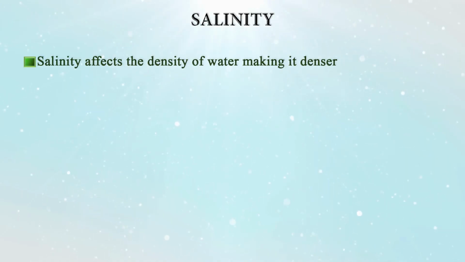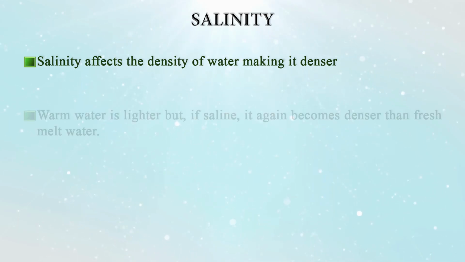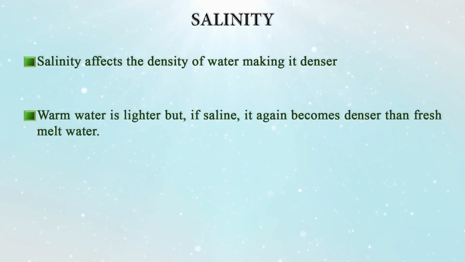polar regions. I will explain the surface distribution of ocean currents of different oceans with the help of a figure later in this video program itself. Now, how does salinity affect the movement of ocean currents? You see, salinity affects the density of ocean water, making it denser. If the water is cooler, then it becomes all the more dense if it is more saline. Even though warm water is lighter, if it is saline, it will become denser than the fresh melt water.